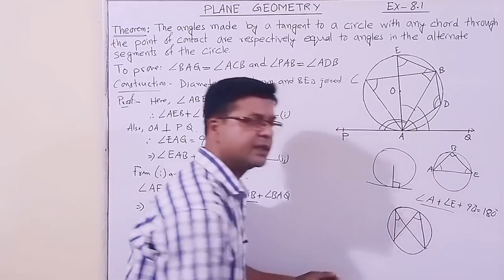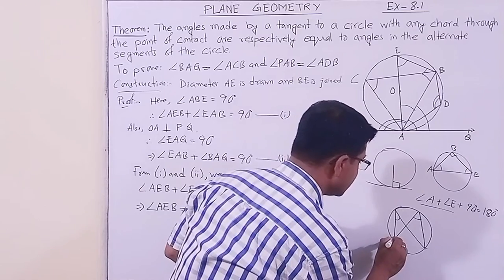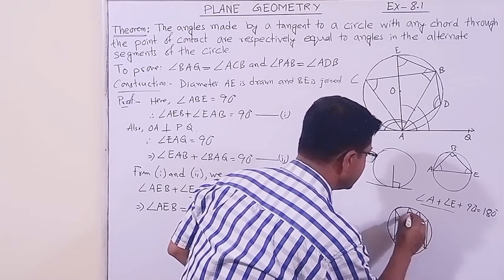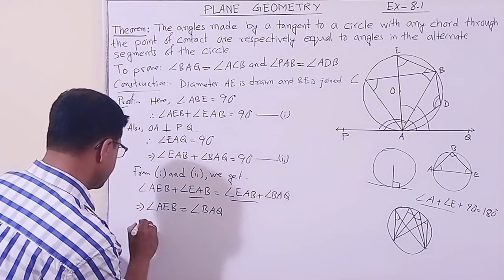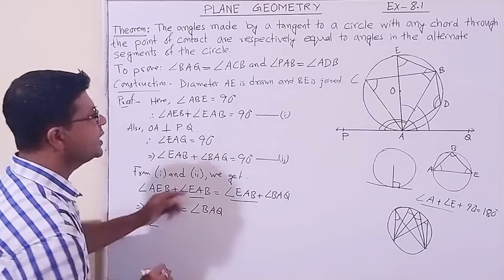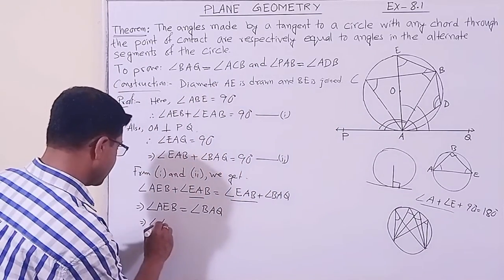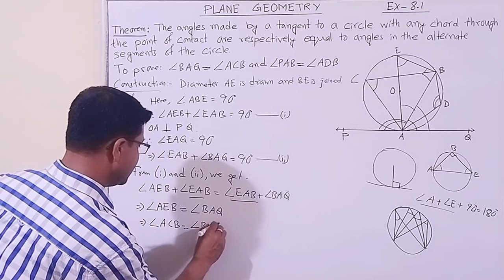What is the reason behind this? Angles on the same segment are equal. You can consider here infinite number of angles. All the angles are equal here. So in place of AEB, let us write which angle? Angle ACB, because this is required here. Angle ACB equal to angle BAQ.